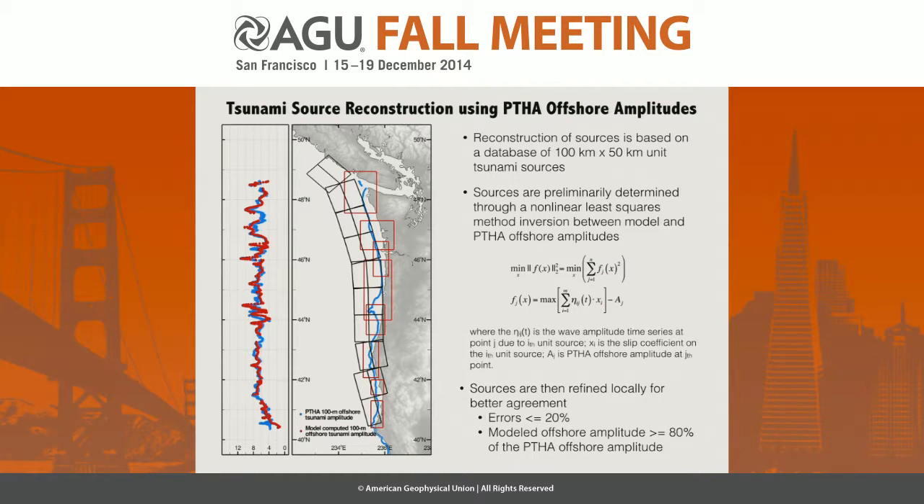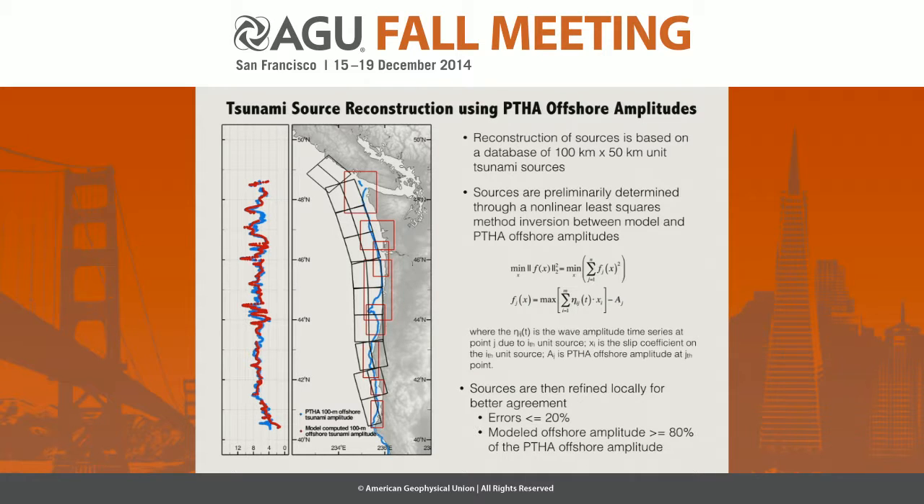So after we get the source disaggregation information, then we'll be reconstructing the sources based on a database of 100 kilometer by 50 kilometer unit tsunami sources. And we developed a small tool that can determine the sources through a nonlinear least square method inversion between the model results and the PTHA values. And this is a step further than the source disaggregation information, and this will give us an idea what the source looks like and what the slip is that we are dealing with.